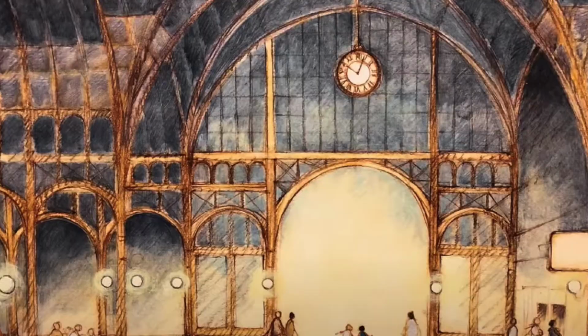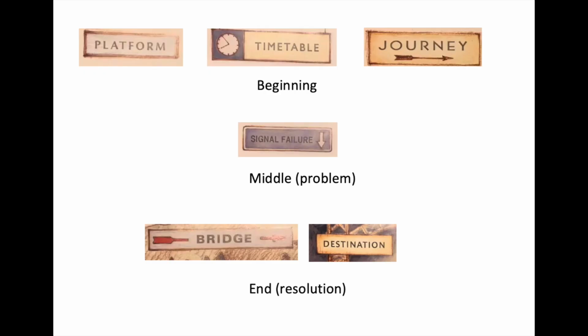This story follows the same structure as a narrative. It has a beginning, a middle, and an end. There are train signs signifying the structure of the story. These train signs follow the same structure as a narrative.